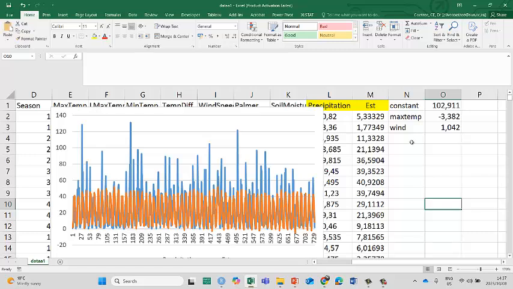Now we can calculate all sorts of statistics around this, because we can generate the error term. Okay, we can generate the error term. The error term is simply the actual minus the estimate. That gives us the error term.